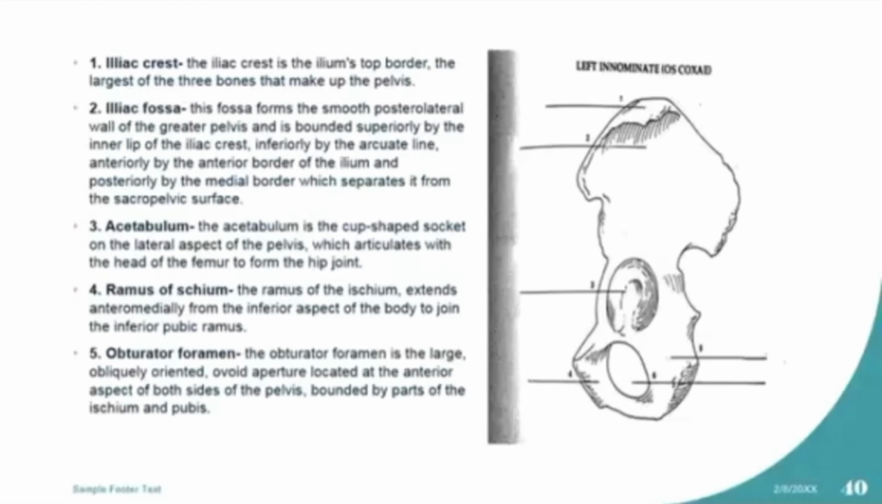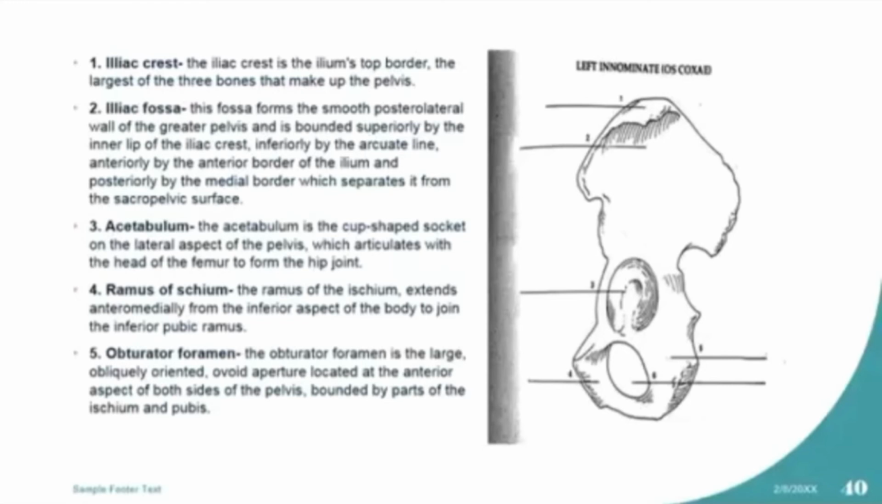Number 2 is the iliac fossa. This fossa forms the smooth posterolateral wall of the greater pelvis and is bounded superiorly by the inner lip of the iliac crest, inferiorly by the arcuate line, anteriorly by the anterior border of the ilium, and posteriorly by the medial border which separates it from the sacropelvic surface.